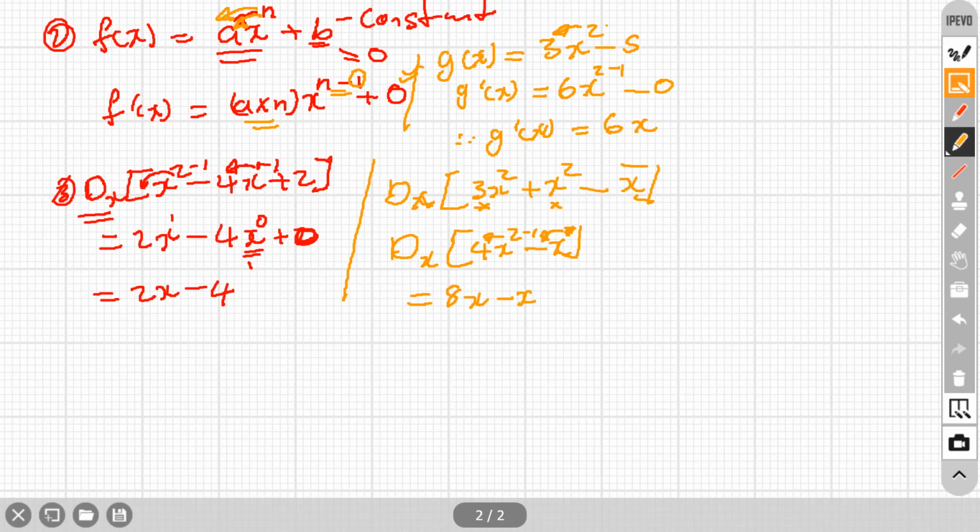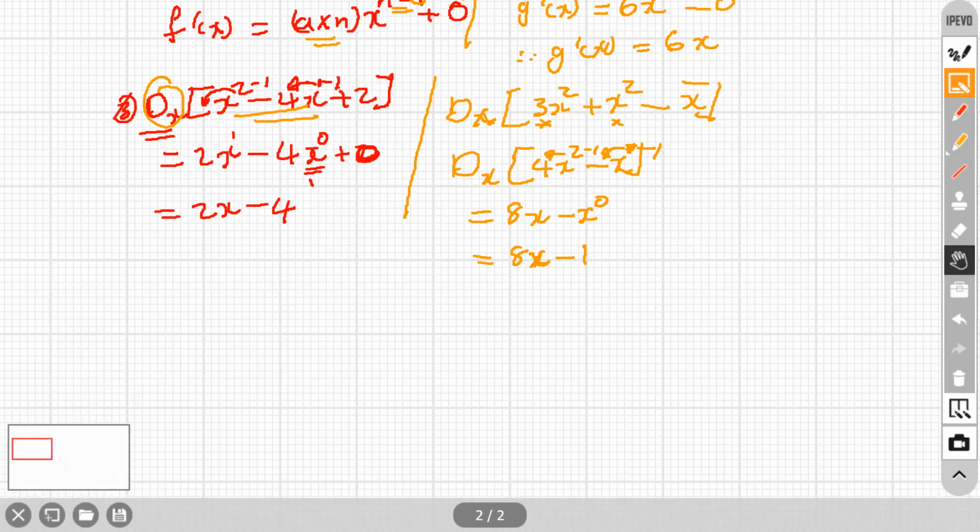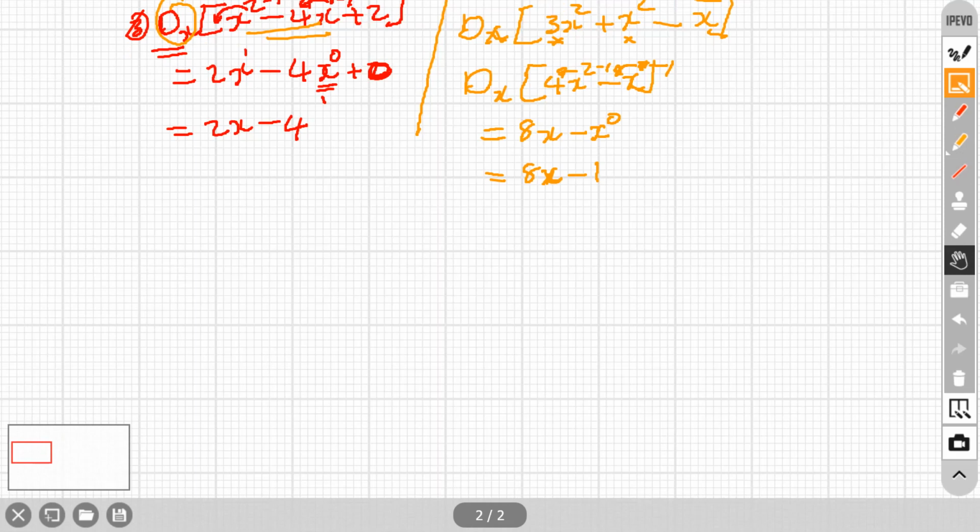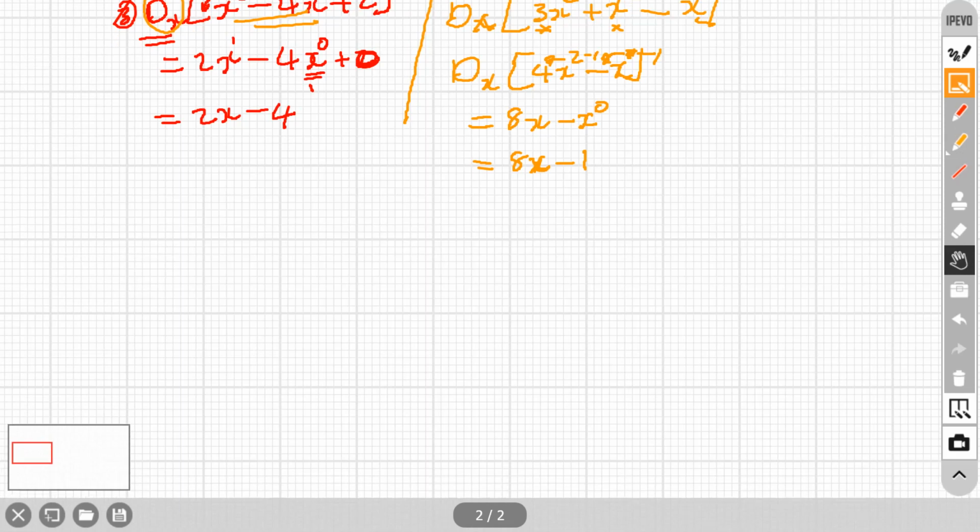Then this one will be minus 1 to a power of 0. So our answer is going to be 8x minus 1. Hope you got it, guys. So whenever you are asked to determine dx, you're given something, if you have to simplify first, you do not lose the dx. You only lose the dx after simplifying, when you are differentiating. So that is rule number 3.